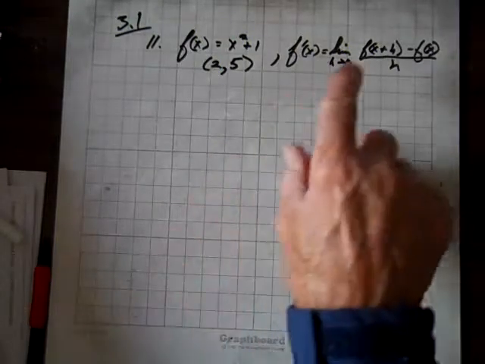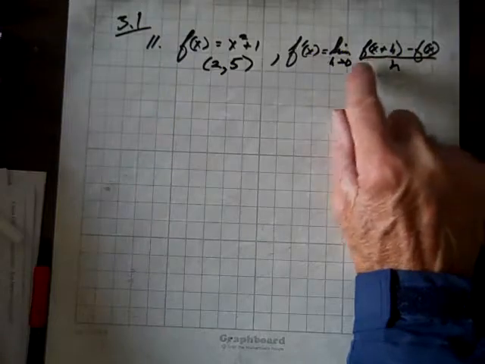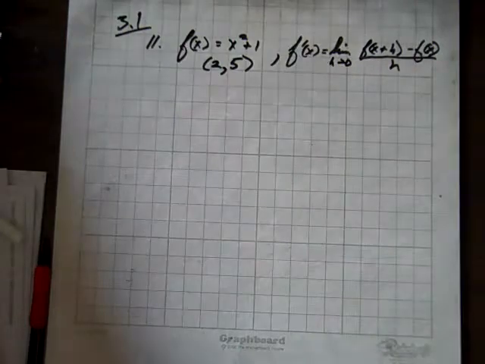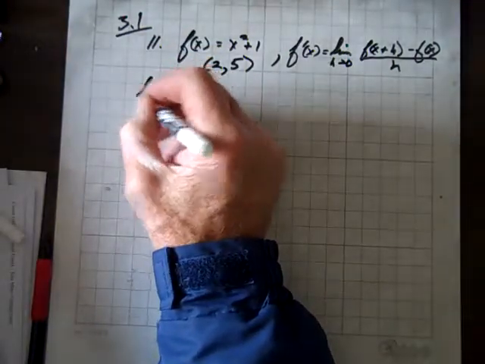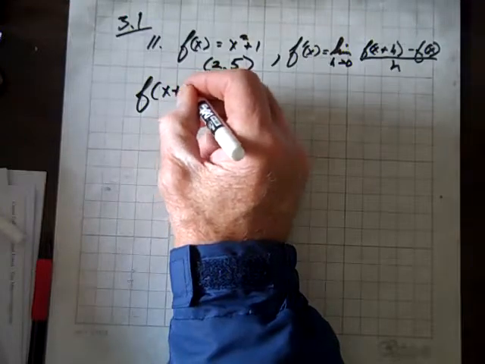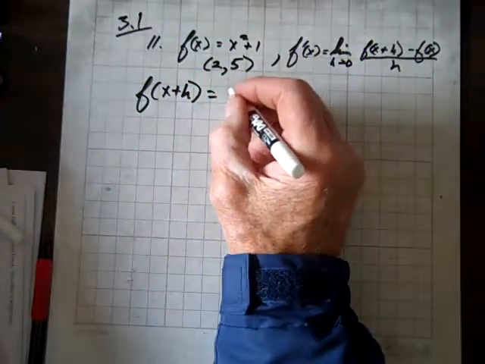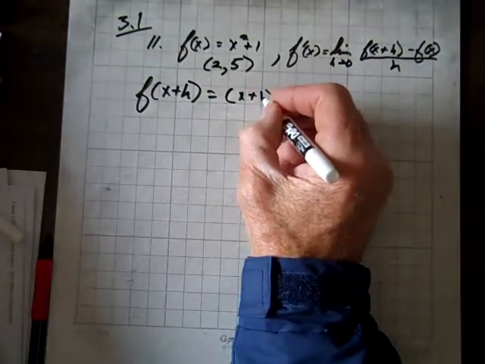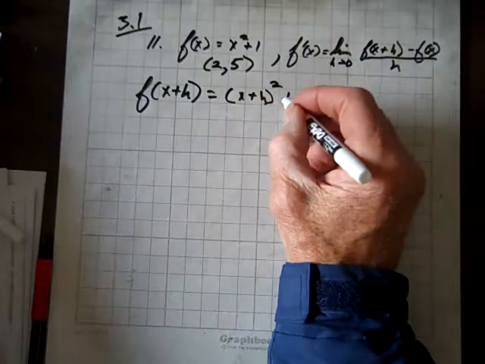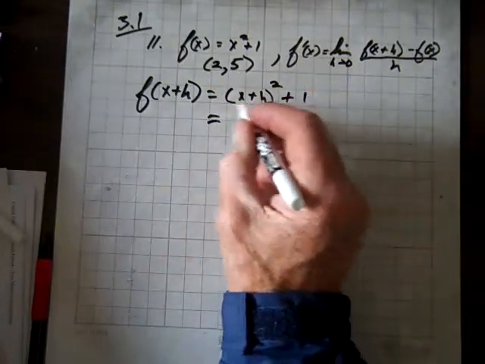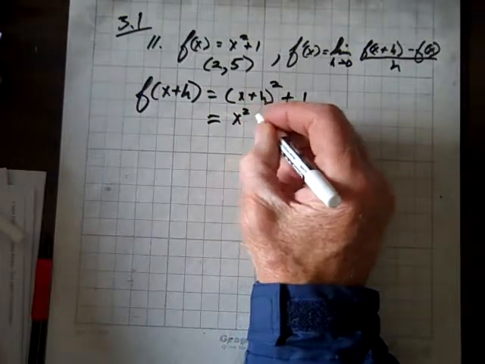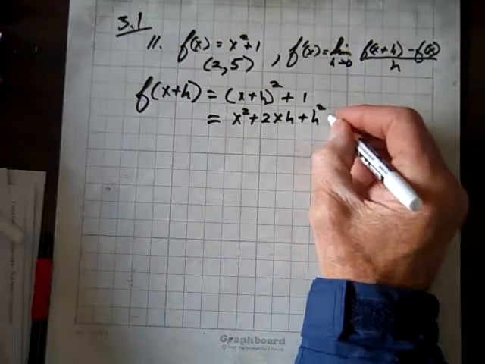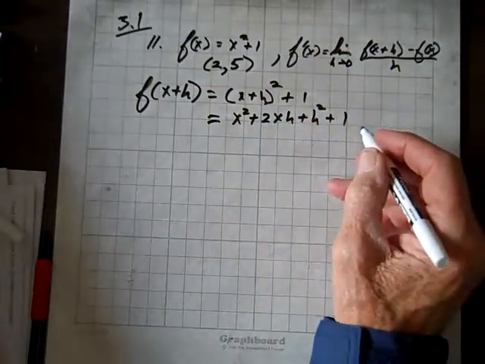So, as you can see from the definition, we need f of x. Well, we have f of x right there. We need f of x plus h. Let's build that. f of x plus h equals, and you know how to do composite functions, we put x plus h in place of x. We square it plus 1, which equals, when you FOIL this out, x squared plus 2xh plus h squared plus 1. Make sure you're satisfied with that.